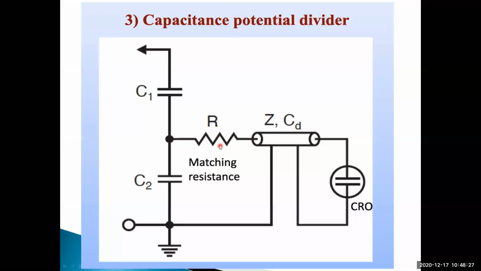As in the previous case, we use the matching resistance through the delay cable. CD is the capacitance of the delay cable, and Z is the surge impedance of the delay cable. One of the main concepts: across C2 is the CRO, and the internal impedance of the CRO is very high, in the range of megaohms. That means it acts as an open circuit.